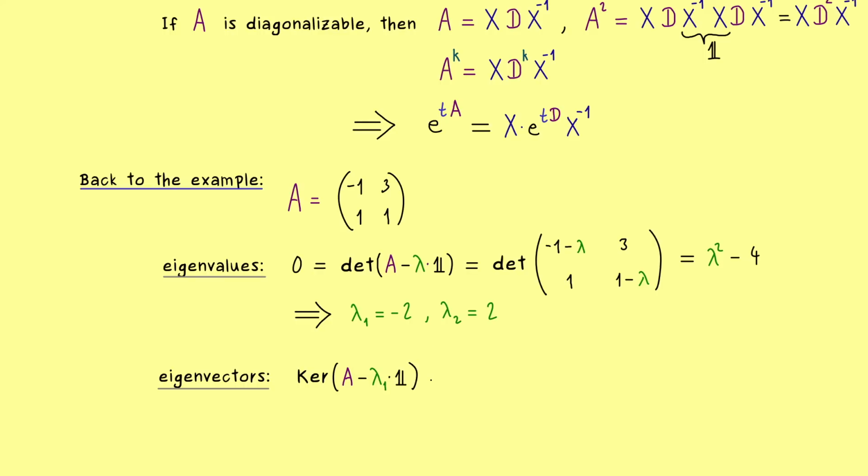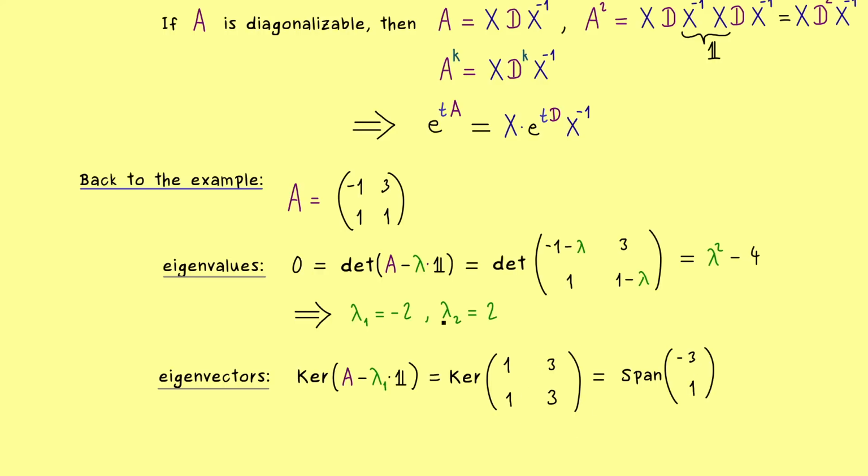This is not so hard because we just have to calculate 2 kernels. For the first one, we have lambda 1 equal to minus 2, which means we have to subtract minus 2 on the diagonal, or we can just add plus 2 on the diagonal. So we just have 1 and 3 on the diagonal. For this matrix, we still want to calculate the kernel, which is not complicated at all. Obviously the kernel is one-dimensional and can be spanned by just one vector. We can immediately see such a vector. For example, we can choose minus 3 and 1.